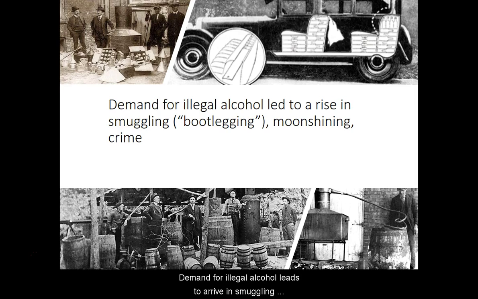Demand for illegal alcohol leads to a rise in smuggling, which is also called bootlegging. Moonshining, which is regular people making beer and alcohol in the backwoods, is very unsanitary. They don't really actually know how to make it. And this leads to a lot of crime as well. Most of the people that are moonshining are not doing it because they actually know how to do it. They're doing it because they can make money from it.